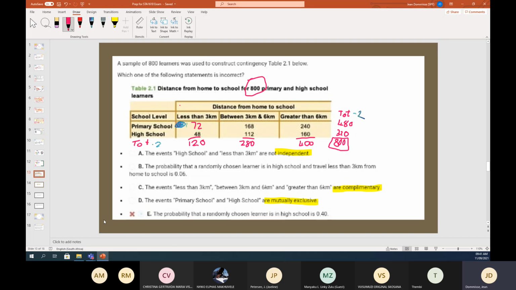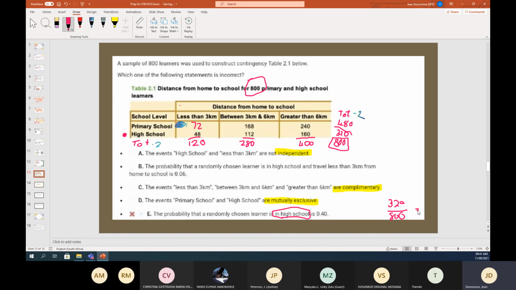So let's look at the probability that a randomly chosen learner is in high school. Okay, so being in high school, we don't worry for that question how far the person is from school. So we just want to know if the student, or the learner, is in high school. So high school is basically looking at what's the total of high school? That's 320. How many students are there? 800.